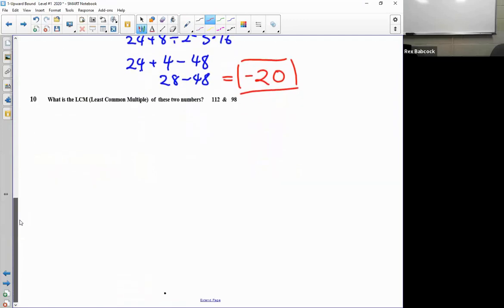Number 10. The least common multiple. Can you do that without me telling you? What is the smallest number that 112 and 98 will both go into? The lowest number, or if we were adding fractions, would be the lowest common denominator. Do number 10. You remember the steps? I hope so.